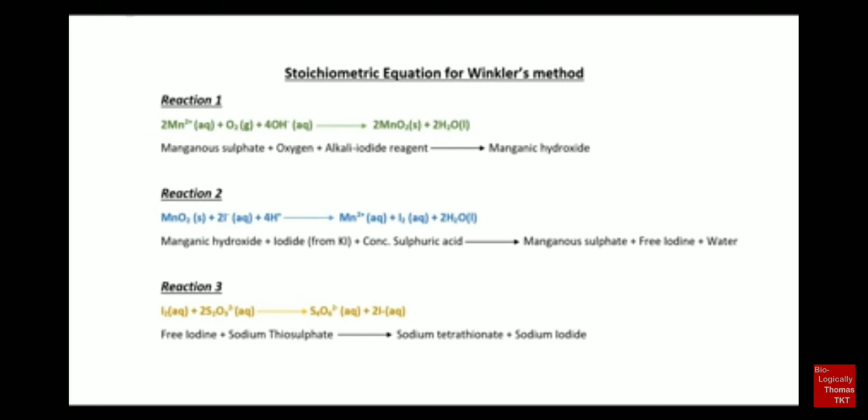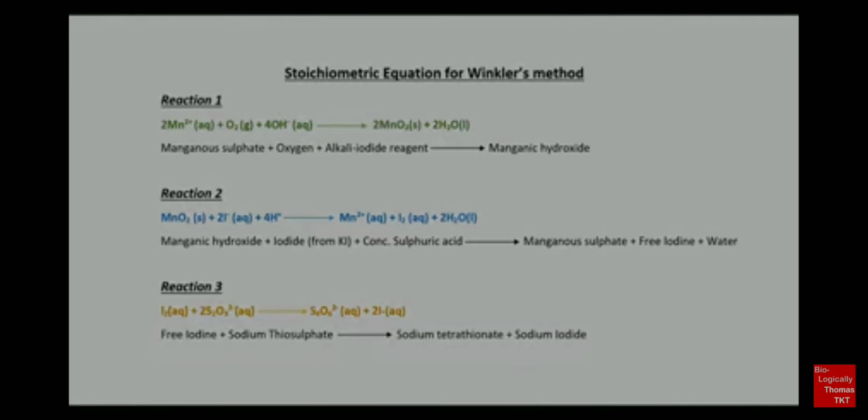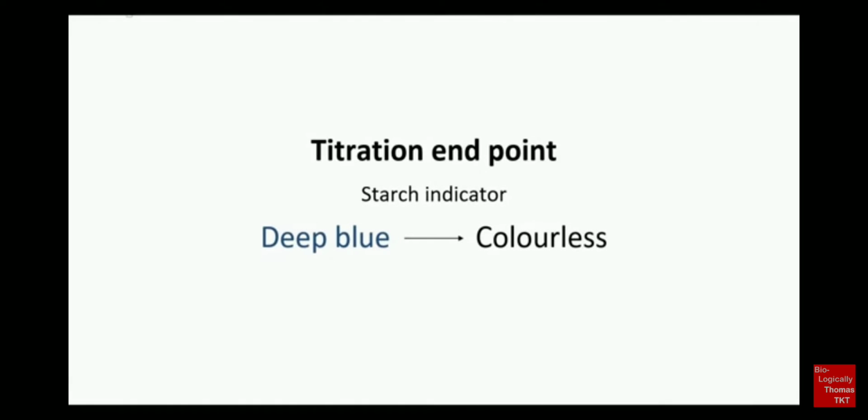In the third and final reaction, which takes place during the titration of the free iodine with sodium thiosulfate, the thiosulfate ions reduce the free iodine to iodide ions. The amount of iodine present at this stage is directly related to the amount of oxygen present in the water sample. 1 mole of oxygen reacts with 4 moles of thiosulfate ions, as can be seen in the overall reaction equations. The titration is complete when all of the free iodine has been converted to iodide ions. The endpoint of the titration is determined using a starch indicator, which turns from deep blue to colorless.